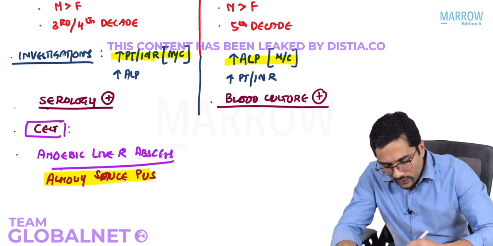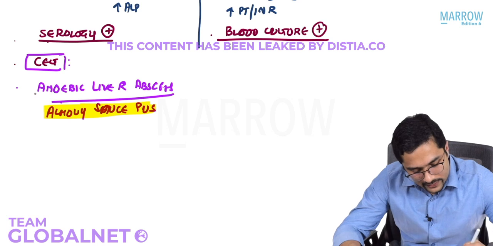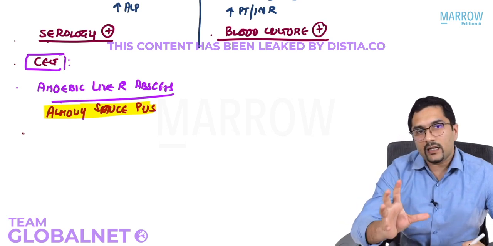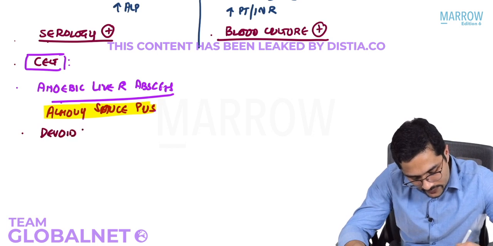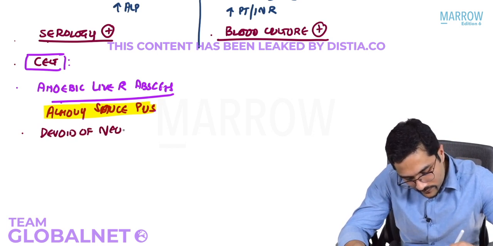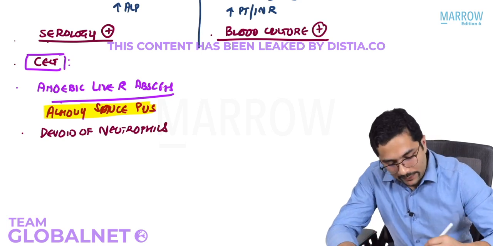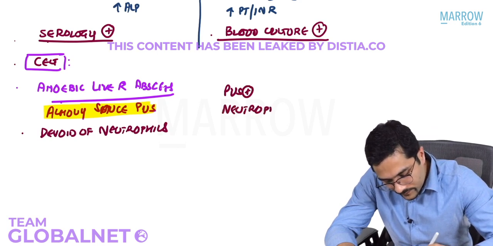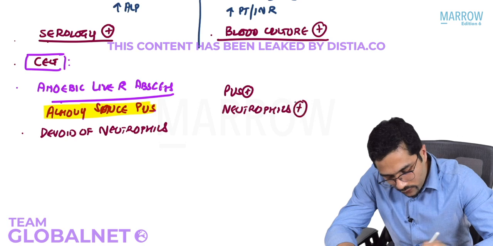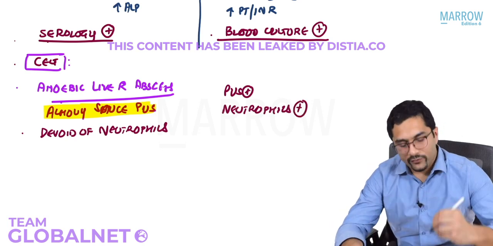Right? And one more thing which you need to know, the pus which you get in amoebic liver abscesses is devoid of neutrophils. In pyogenic liver abscess, on the other hand, you have pus which is present and neutrophils will also be there. Neutrophils will be positive. How do we differentiate these two?